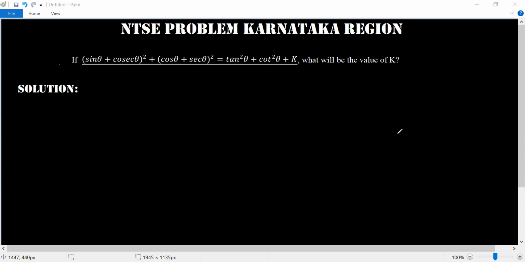Dear students, let's discuss a problem from previous year question papers of National Talent Search Examination. As you can see, the question is already in front of you. It says, if (sin theta plus cosec theta) whole square plus (cos theta plus sec theta) whole square equals tan square theta plus cot square theta plus k, what will be the value of k? So let's write down the question once again.